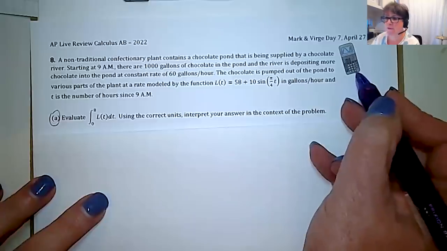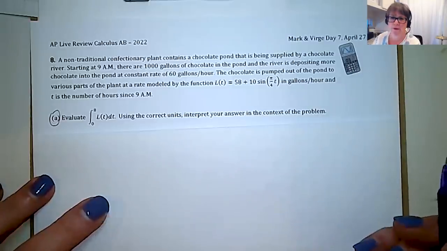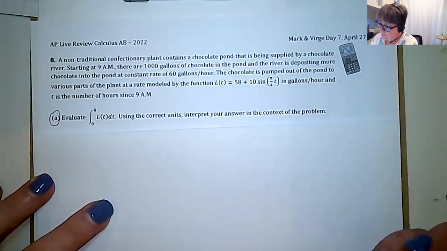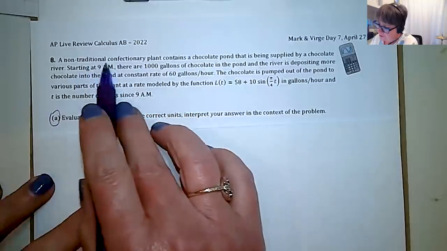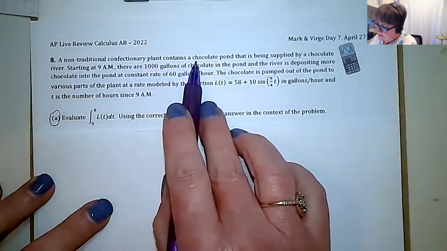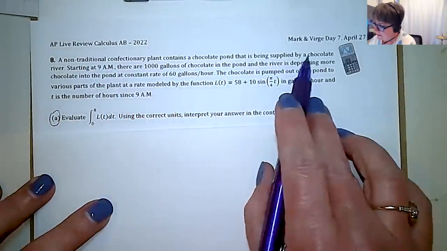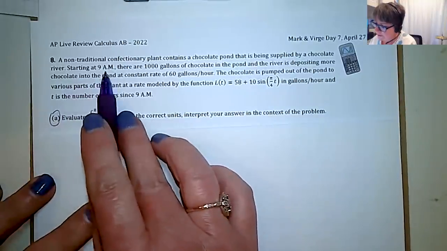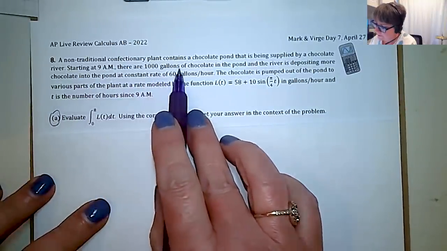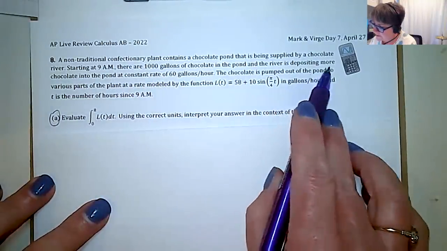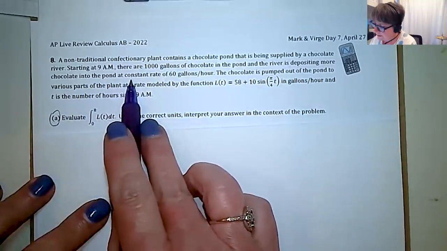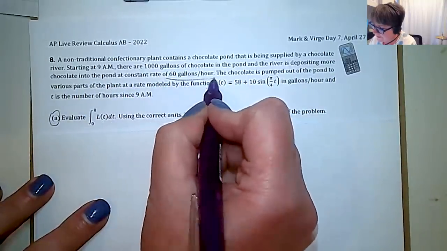And then this one, you've got that calculator there, so we know that we have our calculators at the ready. A non-traditional confectionery plant contains a chocolate pond that is being supplied by a chocolate river. Starting at 9 a.m., there are 1,000 gallons of chocolate in the pond, and the river is depositing more chocolate in the pond at a constant rate of 60 gallons per hour.